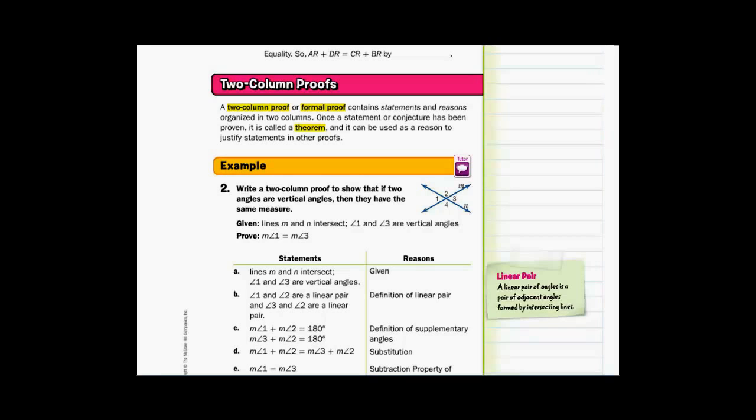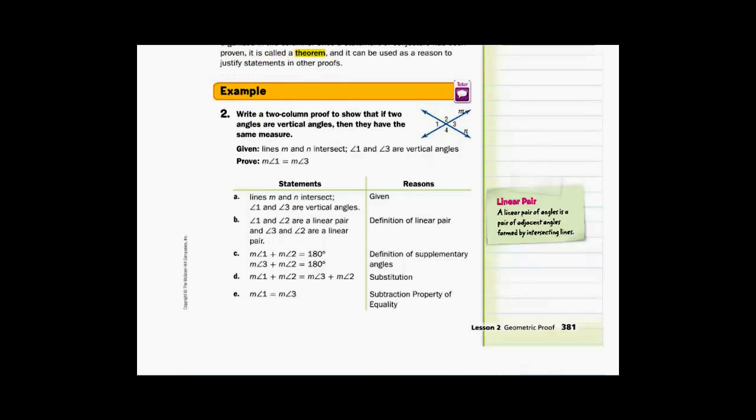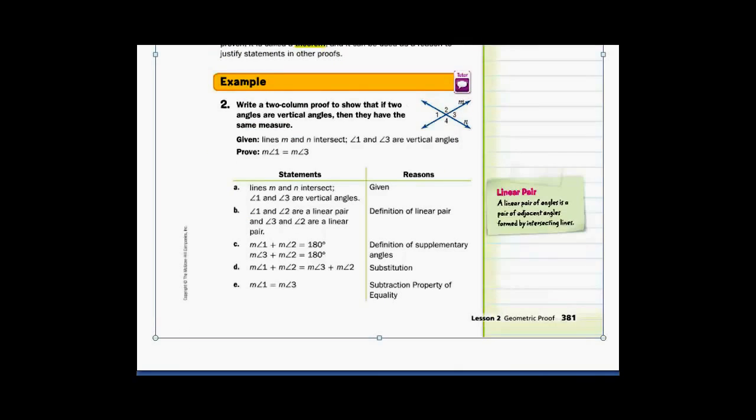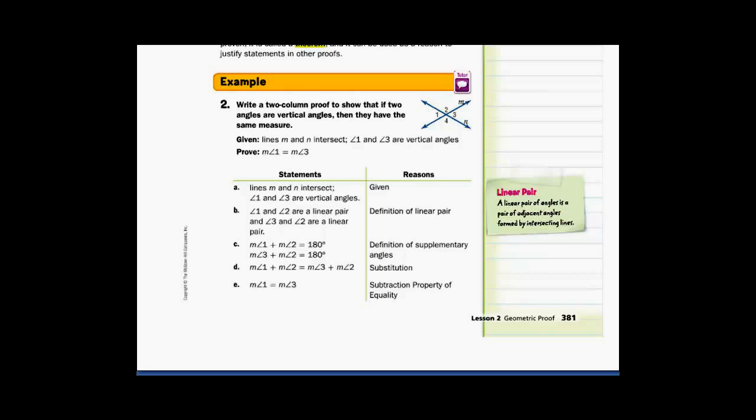All right? So let's try number 2 here. It says, write a two-column proof to show that if two angles are vertical angles, then they have the same measure. So you are going to prove that. So given, this is the easy way to start any proof. You always have to say what's given because you have to introduce it into evidence, kind of like in a courtroom. You have to introduce it into evidence before you can use it as a reason for a defense.